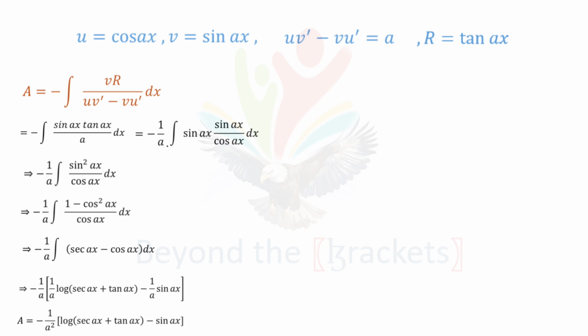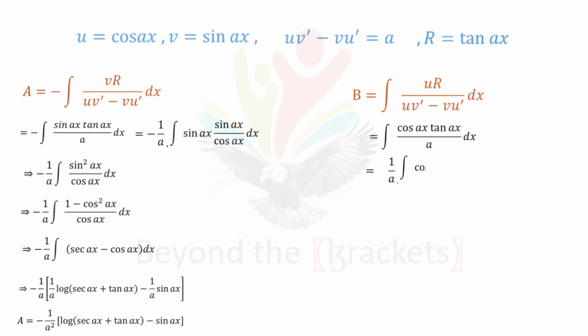Moving on to the formula for b, which is integral of u into r divided by Wronskian with respect to x. So here u is cos ax, r is tan ax, Wronskian is a. 1 by a is constant, we'll take it outside the integral. Cos ax, tan ax can be written as sin ax by cos ax. So both the cos ax in the numerator and in the denominator cancel out. We are left with integral of sin ax, which is cos ax by a.